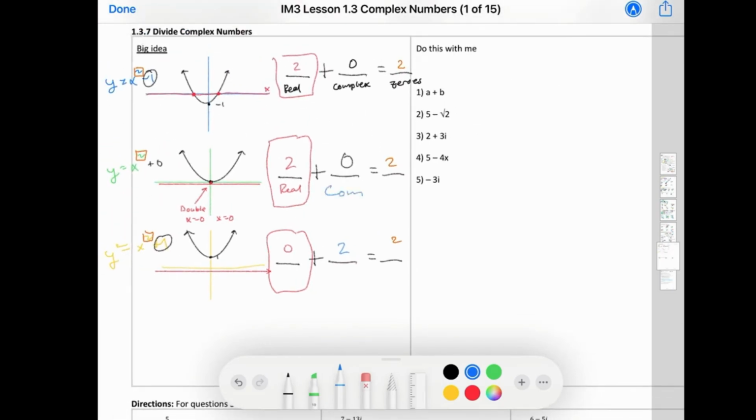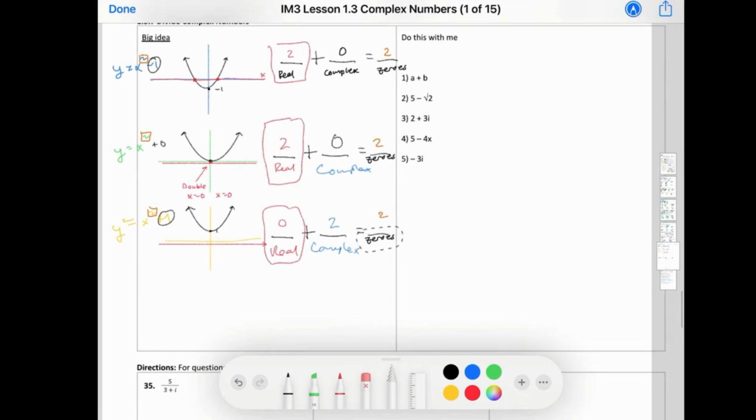Real, complex, complex, real, and then the number of zeros. Just copy and paste it. Should have done that. Okay, this is the number of zeros. Okay, what do you guys notice? Is it possible for this to have just like one real plus one complex? The answer is no. So here's the big idea.